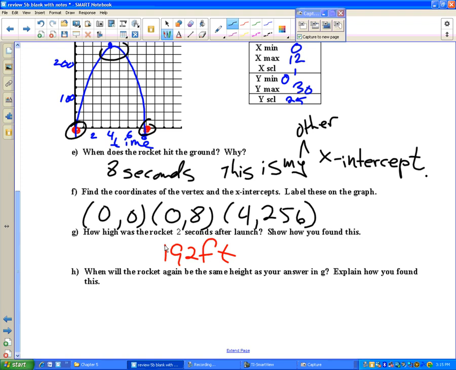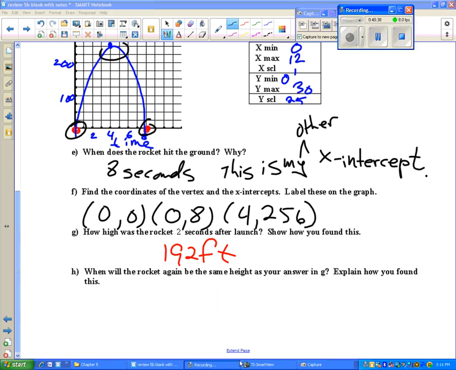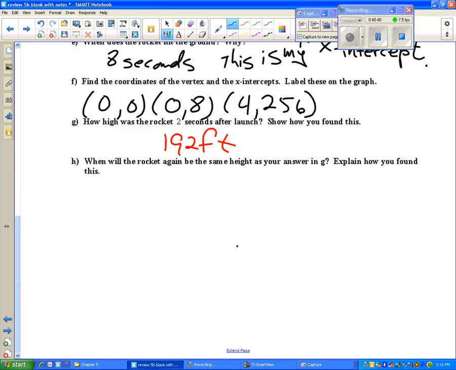Okay. Show how you found this. Well, I just showed you using the calculator. I used value on my calculator. Okay, that's not what I wanted. This is what I want right here.